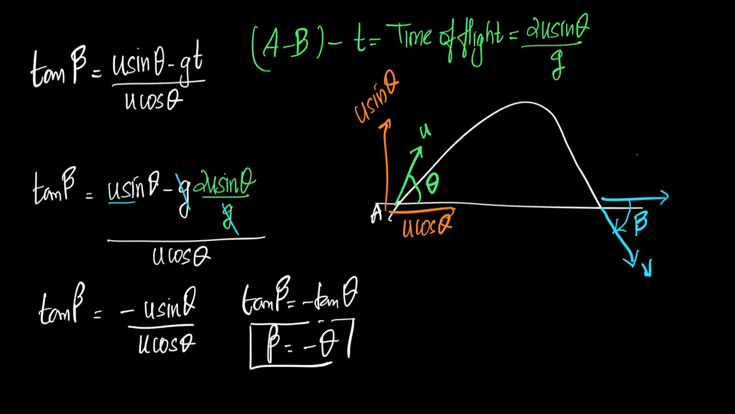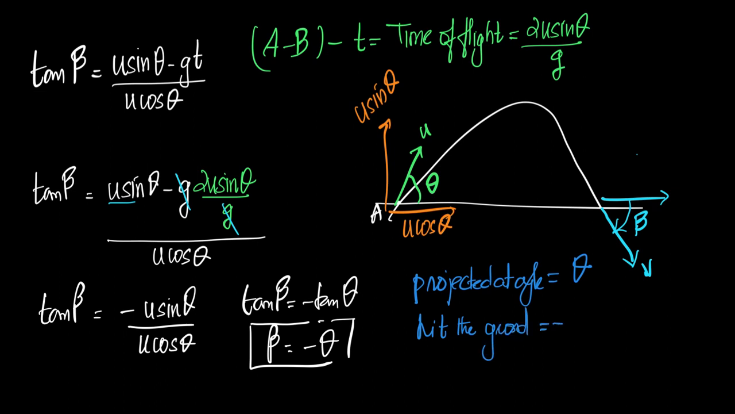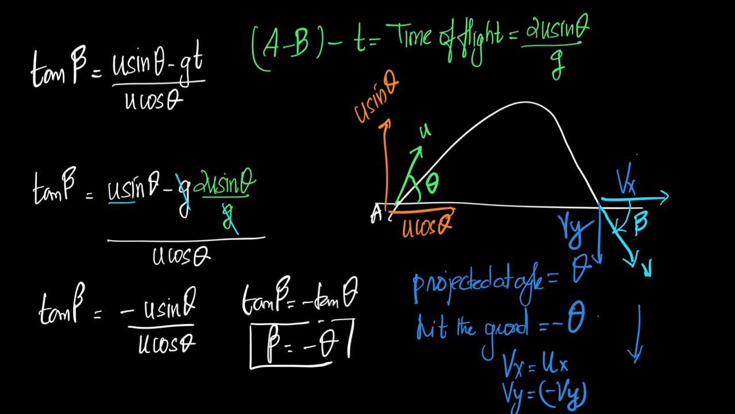Otherwise, it explains that if an object is projected at an angle theta, it will hit the ground at an angle minus theta, which also explains our claim that if Vx is equal to Ux, then Vy should be minus Uy, because it is this component that acts downwards, right? So now if we draw the diagram here at B, this is Vx and this is Vy.